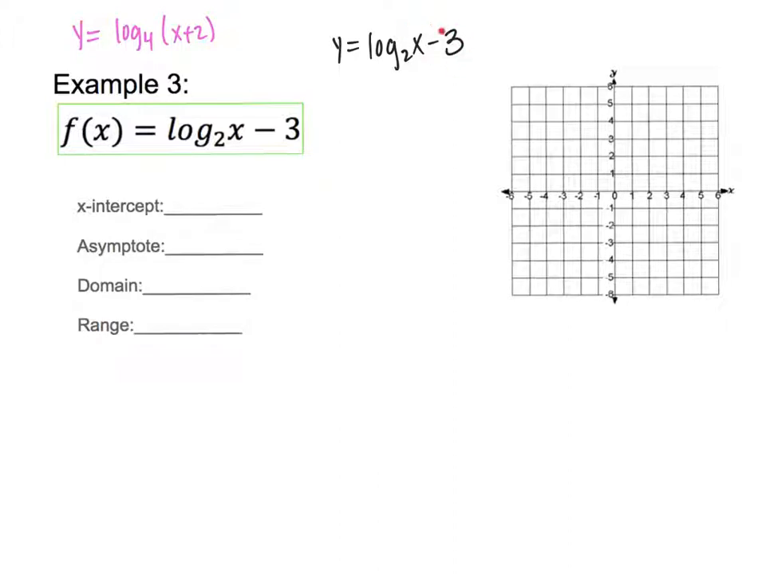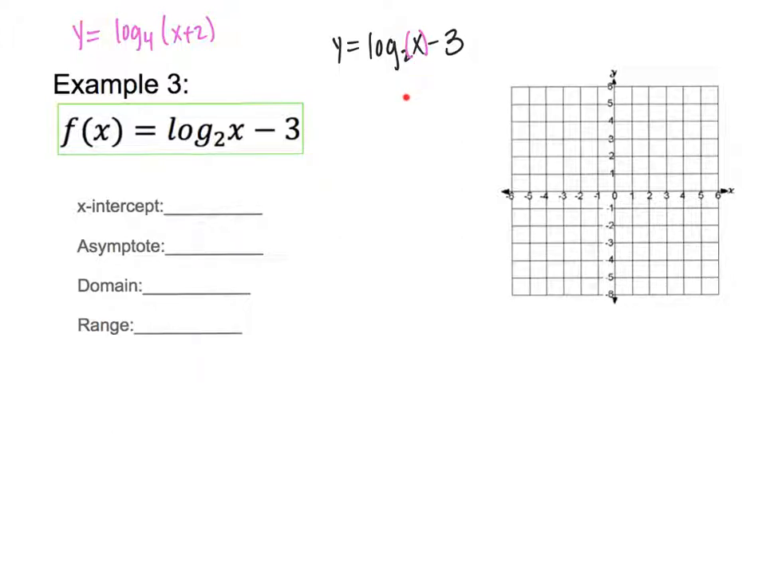Whereas this one doesn't have parentheses. So that means that this negative 3 is not really attached to this log. The 3 is not with the log. In other words, when I see this problem here, it's saying log base 2, but just x. So those parentheses are implied, that just the x has the parentheses. This negative 3 is actually outside of the log.